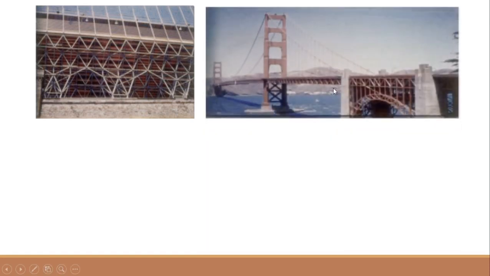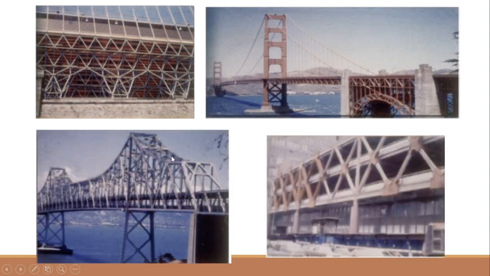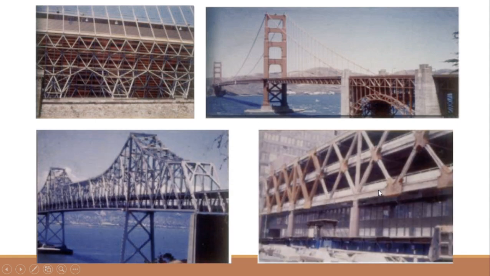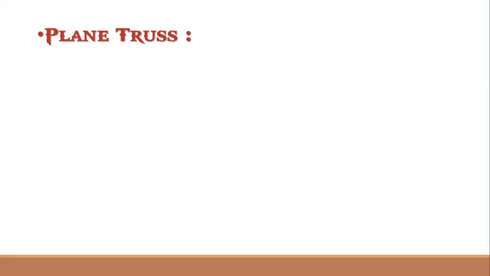Here is the bridge you see here. These connected members are all truss members. Here these are all the truss members. In this also you can see the truss members. Almost all the steel structures which we see in our day-to-day life are basically an assemblage of these truss members. We will classify them.